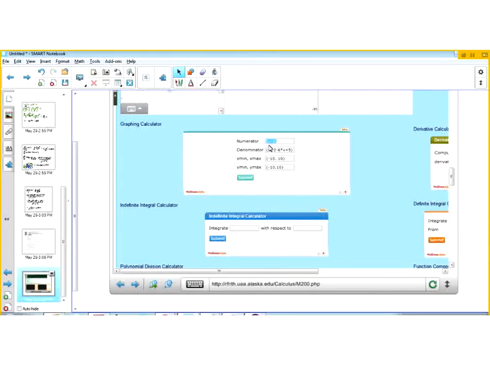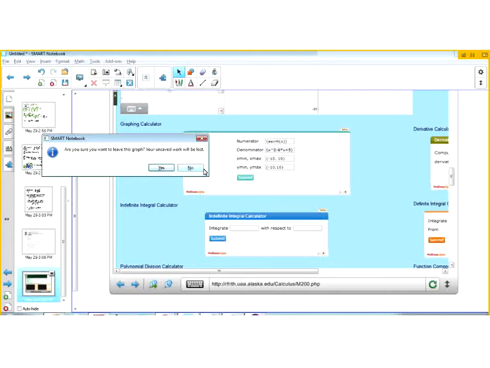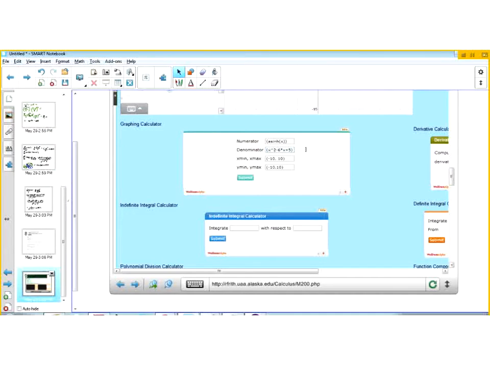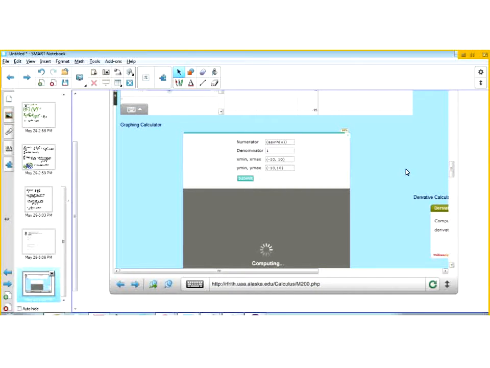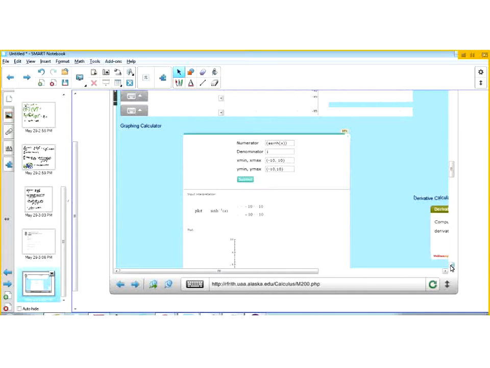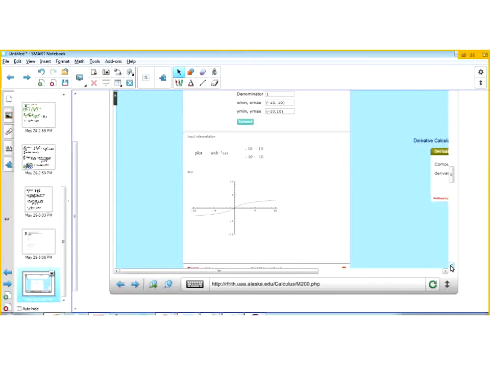Okay, so here's the graphing calculator. So the numerator will be a sinh x. I assume that would be it. 1. Okay, so we'll delete that. We'll make this 1. And let's see if it recognizes it. Yeah, so it does recognize it. Cool. All right, so the Wolfram calculator recognizes it. So here's the graph of the inverse hyperbolic secant function.